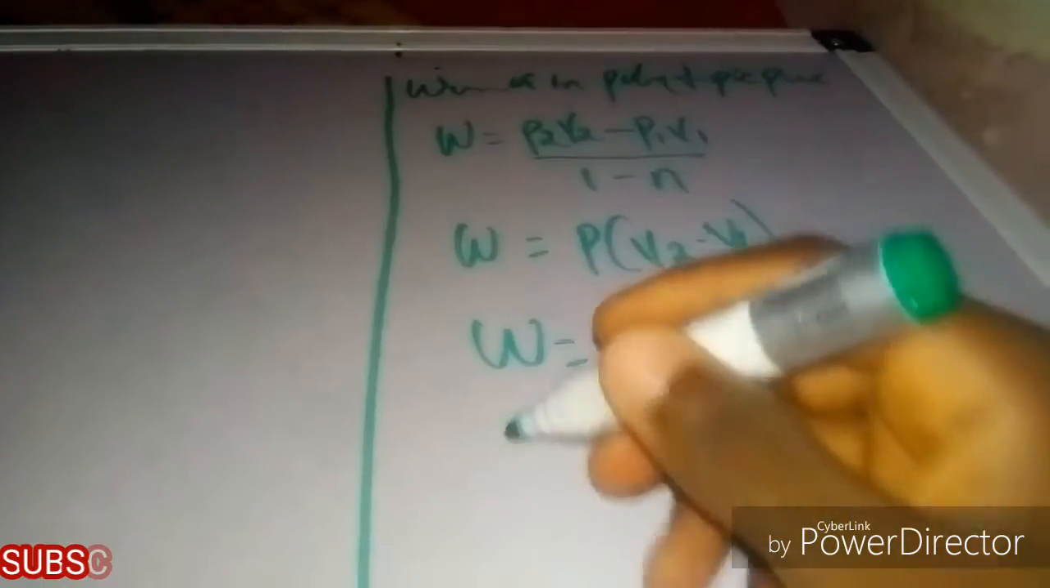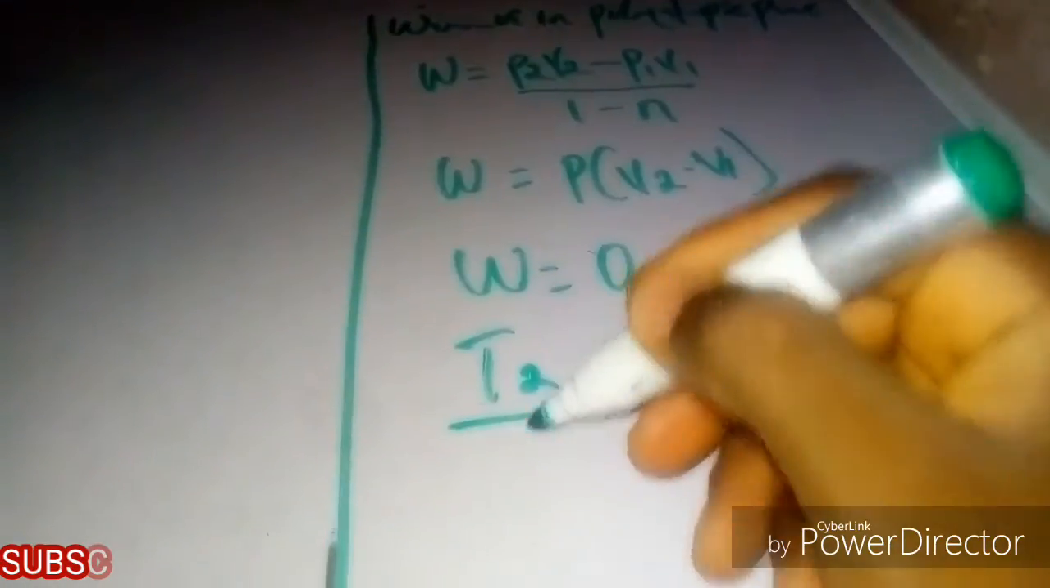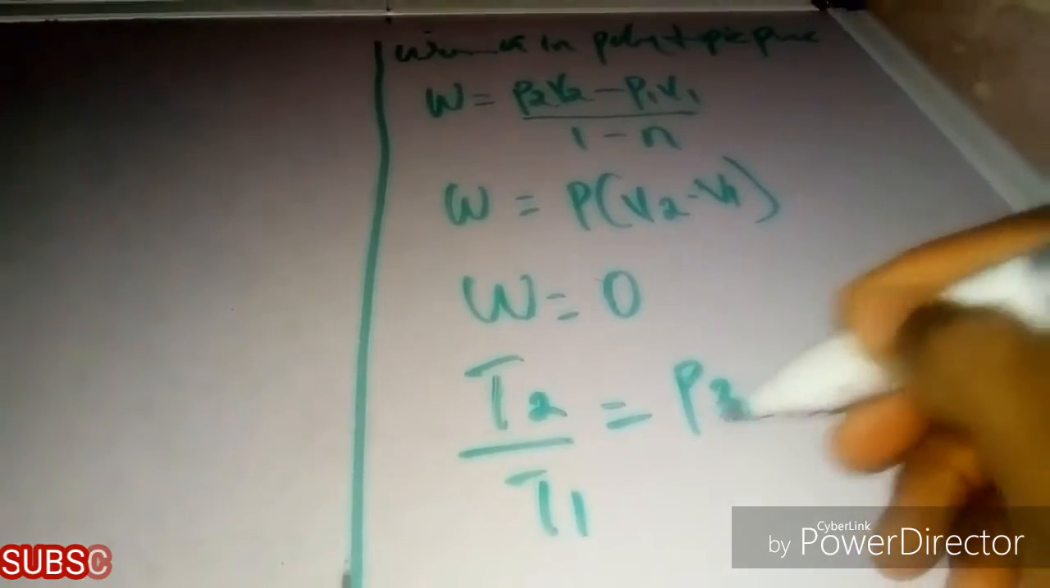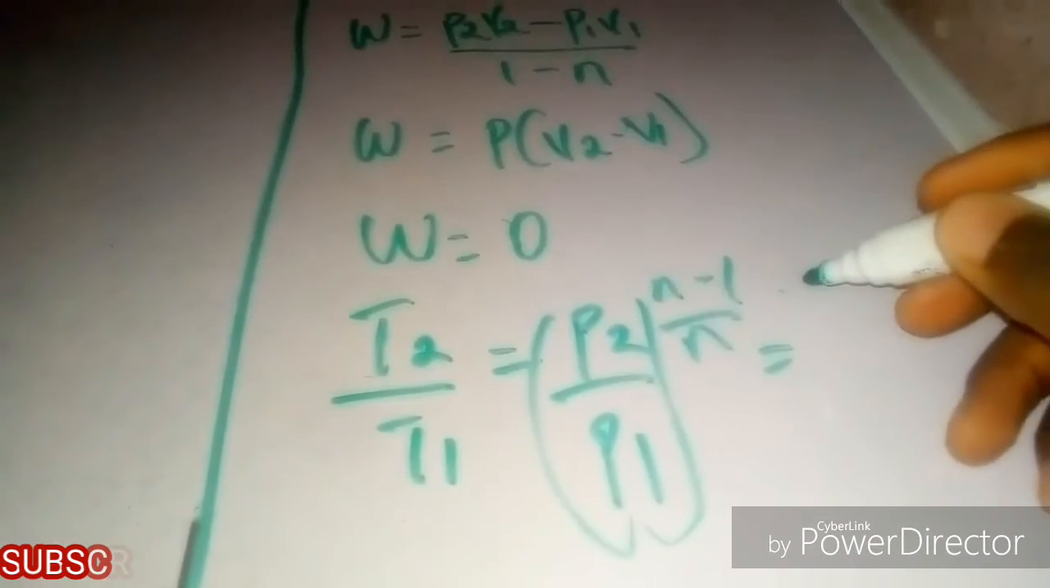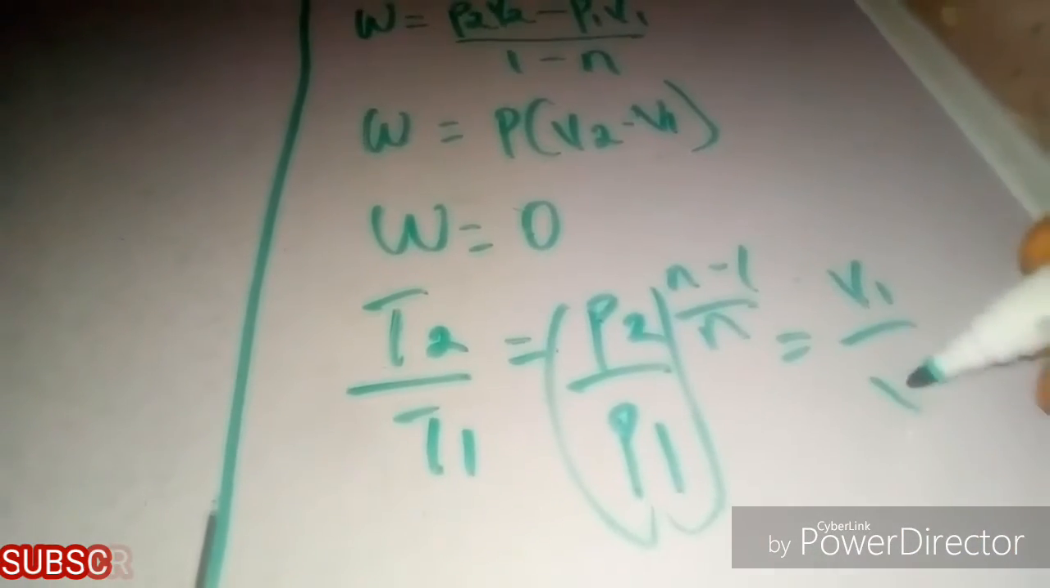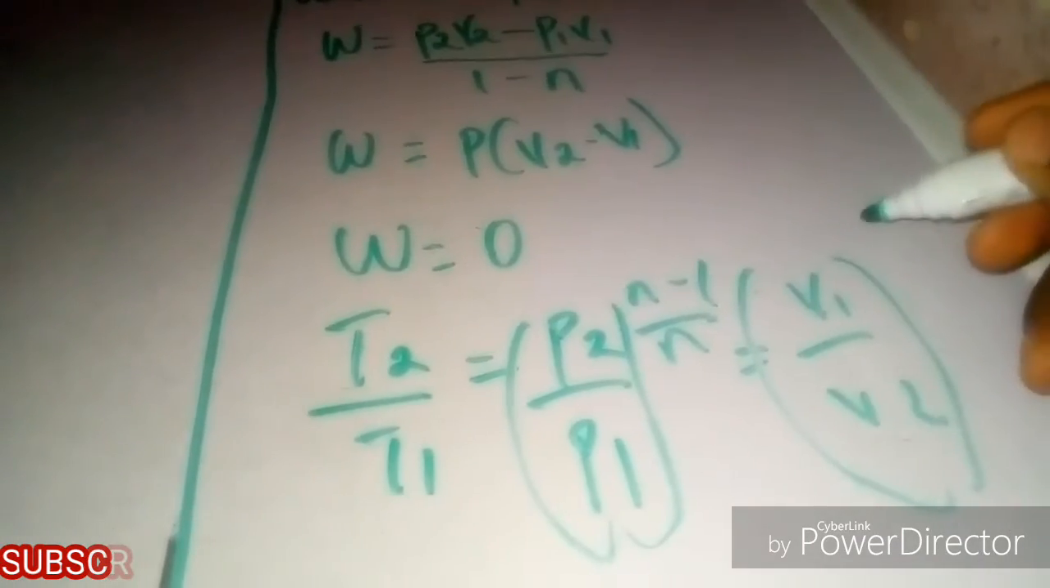So now let me give out this relationship. It will be useful in your solving of thermodynamic problems. Now (n minus 1) over n is equal to V1 over V2 raised to the power n minus 1. You can use any of these relationships to get your P2, P1, V1, V2, or T1, T2.